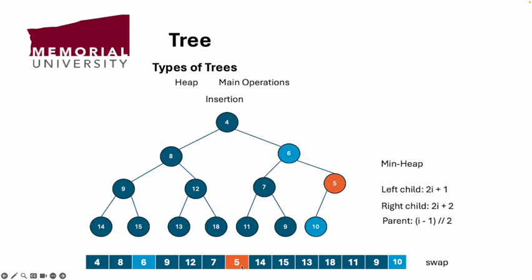Make sense? You won't see this on the computer, you just visualize it. What you do on the computer is array operations. So it's been swapped. Again, what do we need to compare? 5 and its parent, right? The parent equals 4, right? Do we need to swap? We don't, because 4 is less than 5. So it's done. Now it becomes a min heap. Make sense?